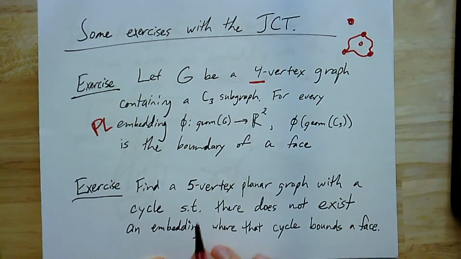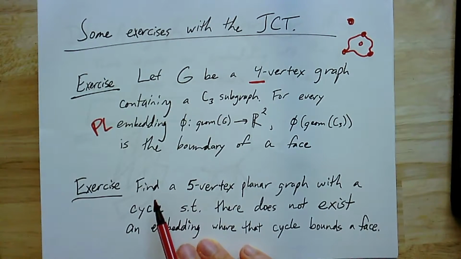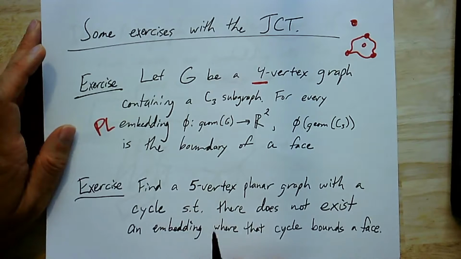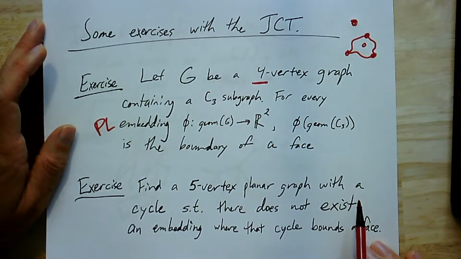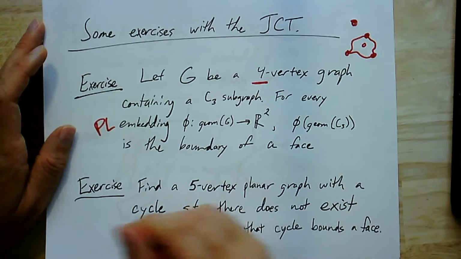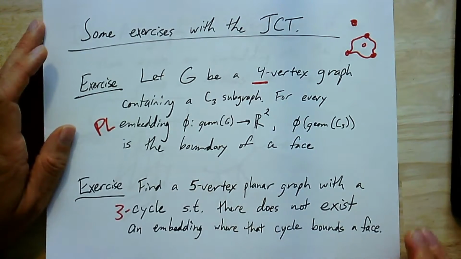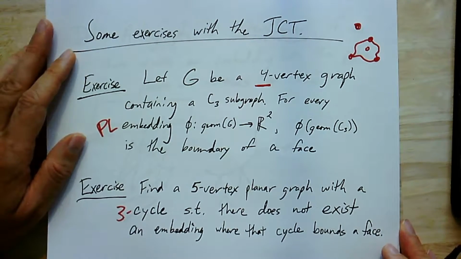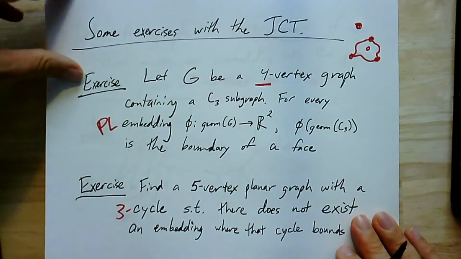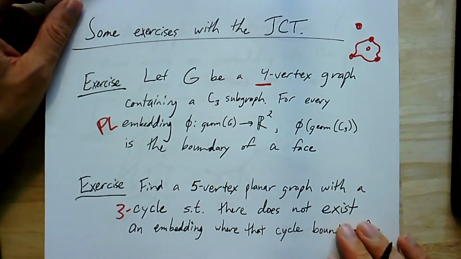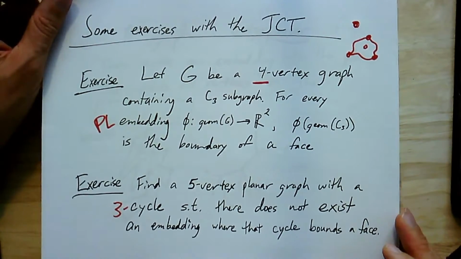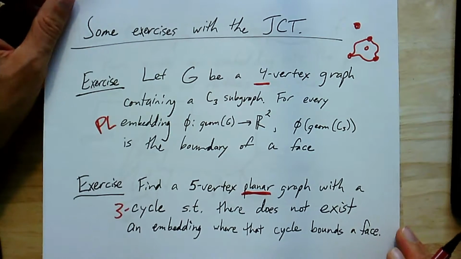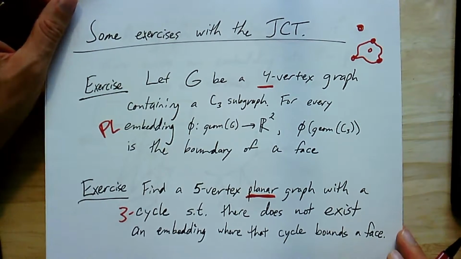And very similarly is the downside of this, the more negative result, which is that I encourage you to play with this a little bit and find a 5-vertex planar graph with a cycle in it, really a C3, a 3 cycle, where there doesn't exist any embedding where that cycle bounds a face. So even though that triangle is in the graph, it somehow never shows up as the face in the embedding, even though there are embeddings. It is a planar graph. Just being a triangle in a graph doesn't guarantee that you're going to be the boundary of a face.